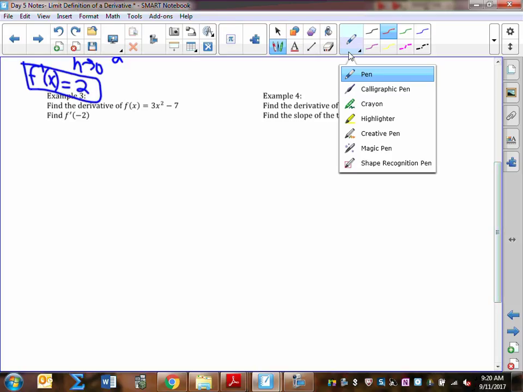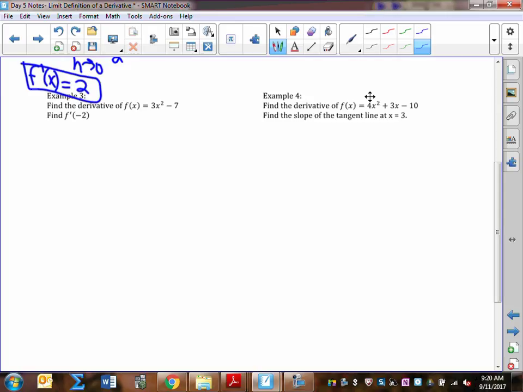Alright. Well, before we can find f prime of negative 2, we need to find f prime. So we've got to first find the derivative. So f prime of x equals, so again, the limit as h approaches 0. So f of x plus h, this is one where it might be kind of hard for you to put in right away. So if you want to write what f of x plus h is up here, that might be helpful for you. So we get 3 times x plus h squared minus 7. So that whole thing is our f of x plus h.